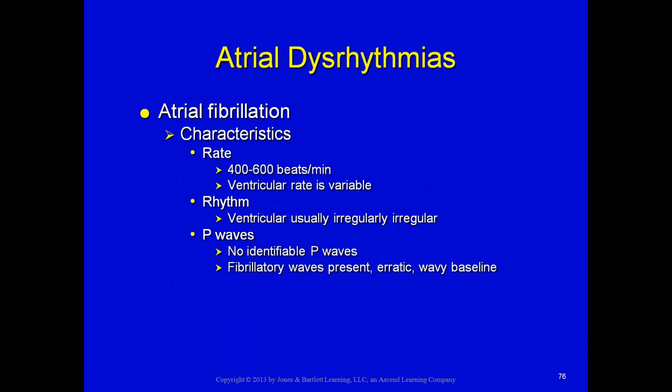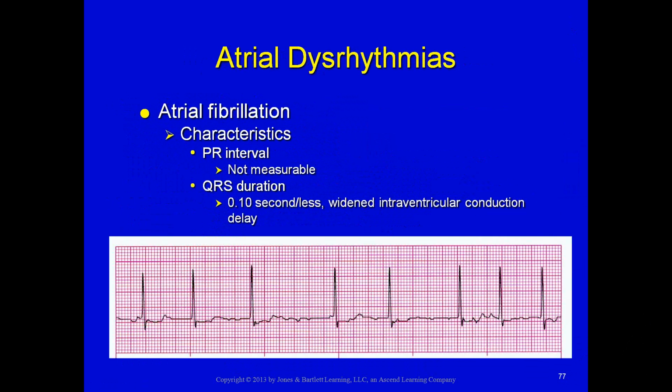Atrial fibrillation, the atria are fibrillating, just like when the ventricles fibrillate. But with atrial fibrillation, the atrial rate is extremely fast. The ventricular rate could be slow, normal, or fast, depending on how many of those fibrillatory waves actually get through the AV node and into the ventricles. There are no P waves. There are fib waves, very erratic, very chaotic, sometimes a wavy baseline, sometimes just a thick baseline.